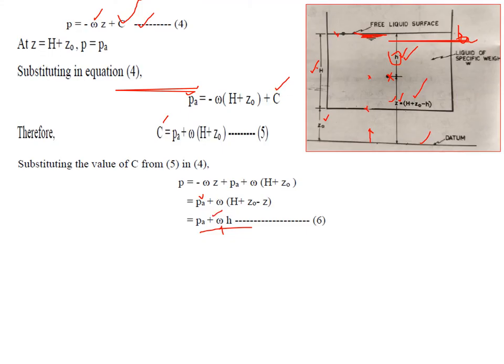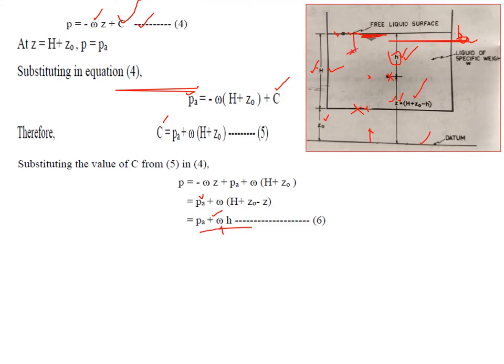So if you know the distance, what is the pressure here? The pressure is PA plus omega into, what is the distance till here? It is capital H. So the pressure will be PA plus omega into capital H. Like this, if I want the pressure here, it will be PA here, and as pressure increases, it is plus omega into whatever the distance.